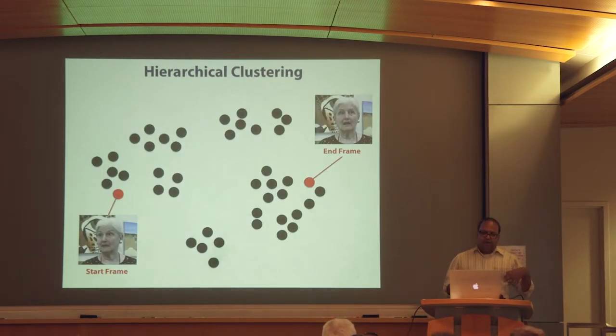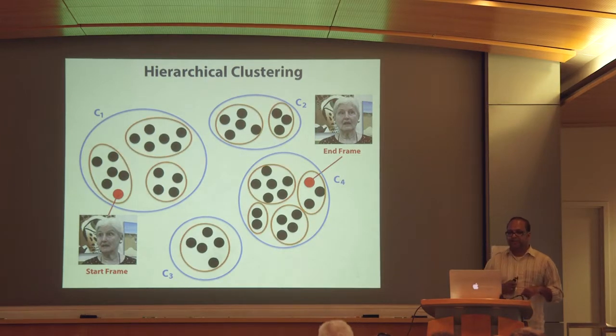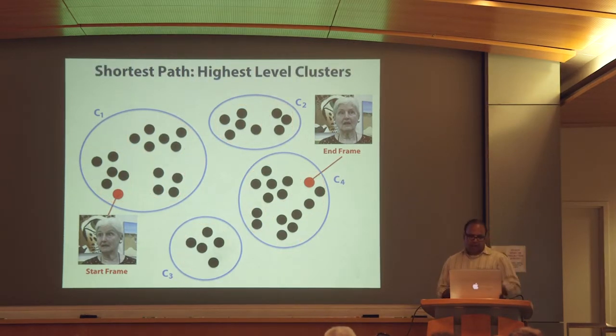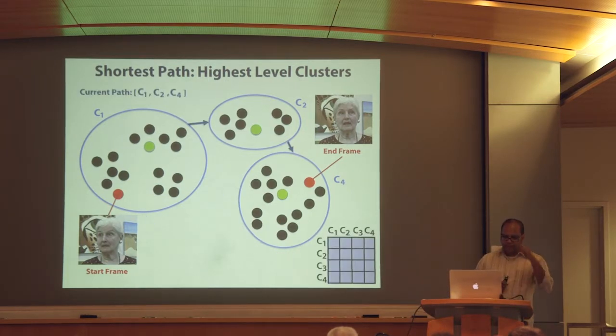So instead, we're going to start by clustering the raw frames hierarchically using a greedy algorithm. We start by building the top-level clusters, and then further subdividing each cluster until we reach the individual frames. And then to approximate the shortest path, we work in a top-down manner again. We start with the top-level cluster centers and build a matrix of pairwise distances between them. We then find the shortest path, and in this case it goes from C1 to C2 and then C4.